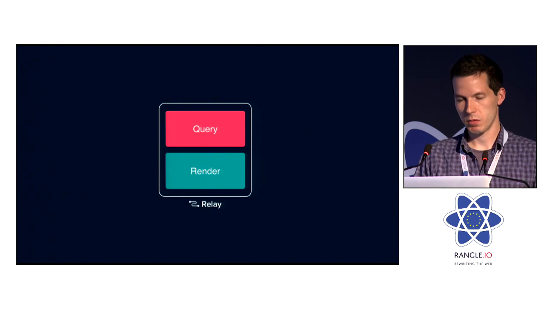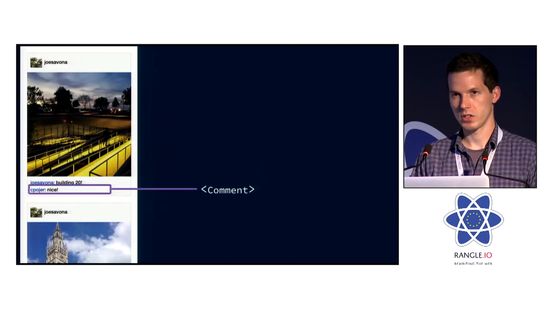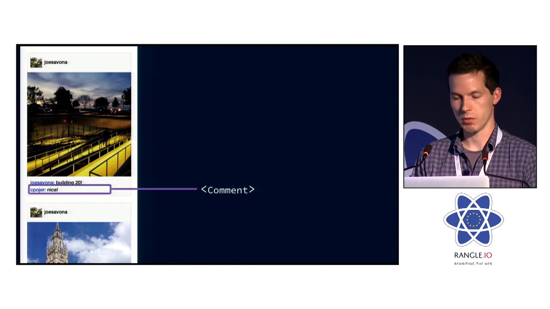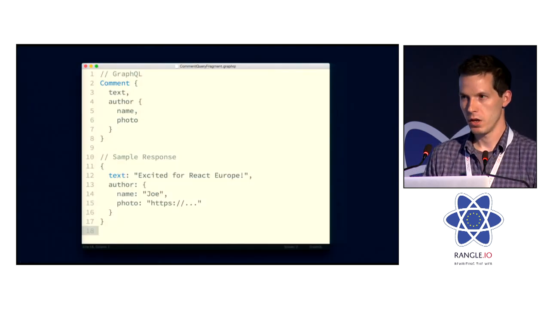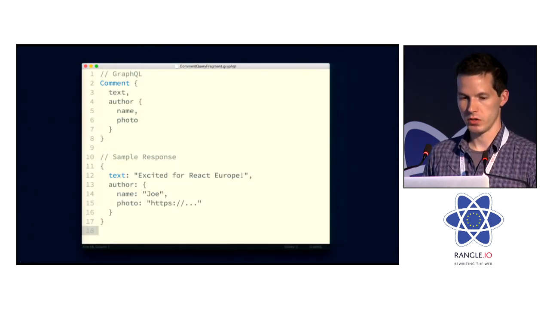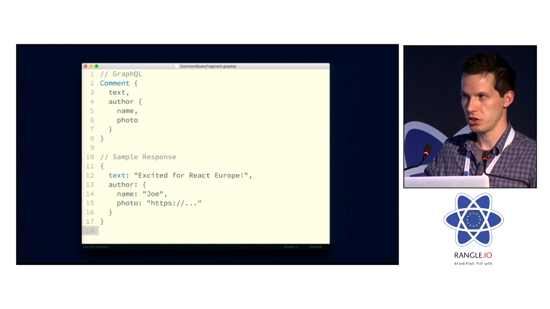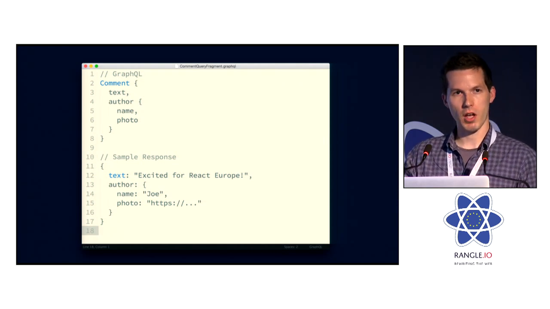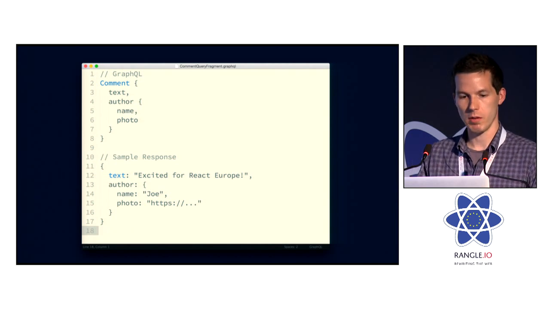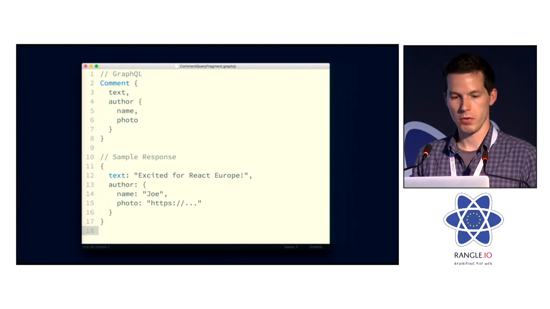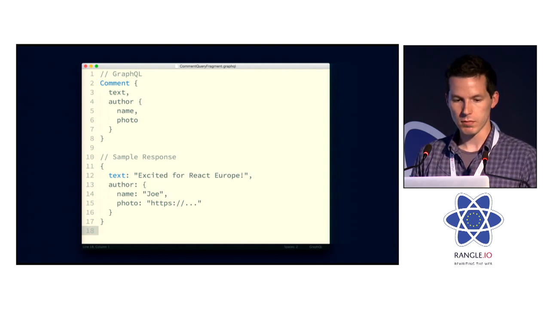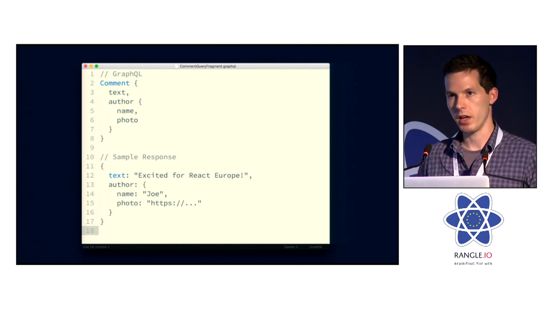So we talked about this before. Let's look at how this actually works in code. So we'll start at the bottom of the application with the simplest component, the comment. Now, Lee already gave a demonstration of GraphQL, so I'm not going to touch on that too much, but I'll just show an example of a GraphQL query. The comment component accesses the text of the comment and the author's name and photo. And so the GraphQL query expresses that exact structure. And I've shown a sample response below. Again, just plain JavaScript exactly matching that shape.